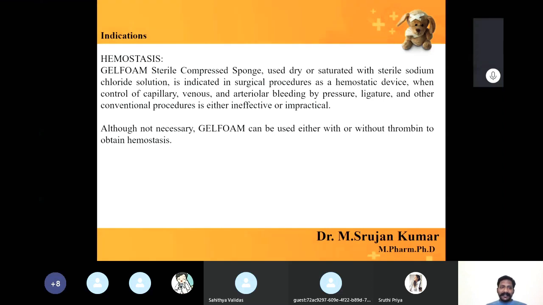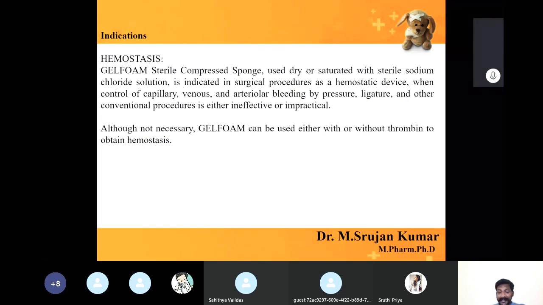Next is indications. Indications are nothing but the conditions in which you are going to use your gel foam, nothing but the uses of your gel foam. Gel foam is indicated in a condition called hemostasis, as I discussed earlier. Gel foam is a sterile compressed sponge used dry or saturated.